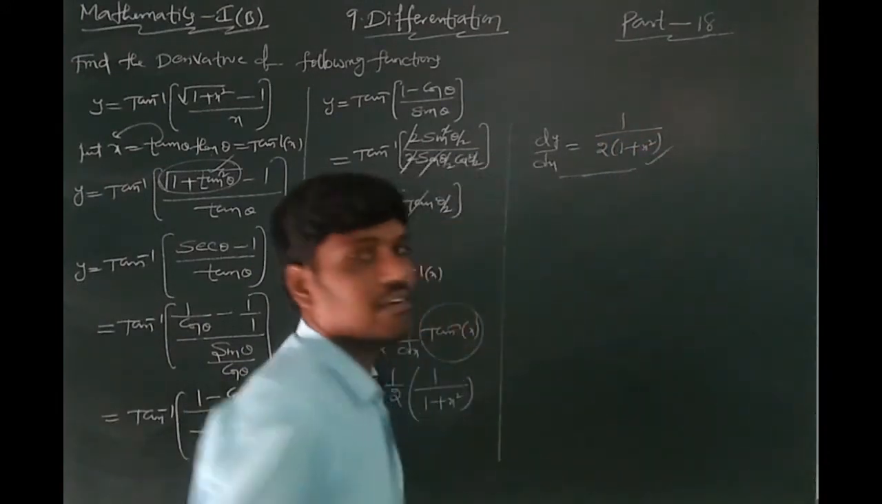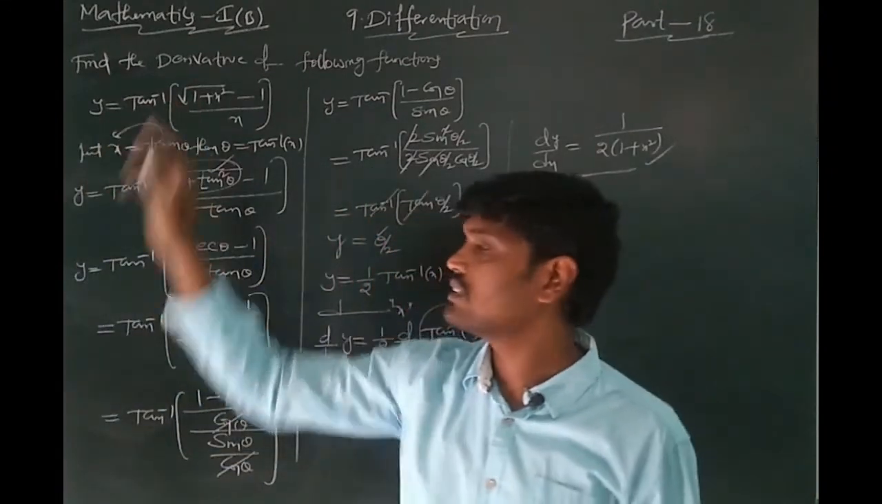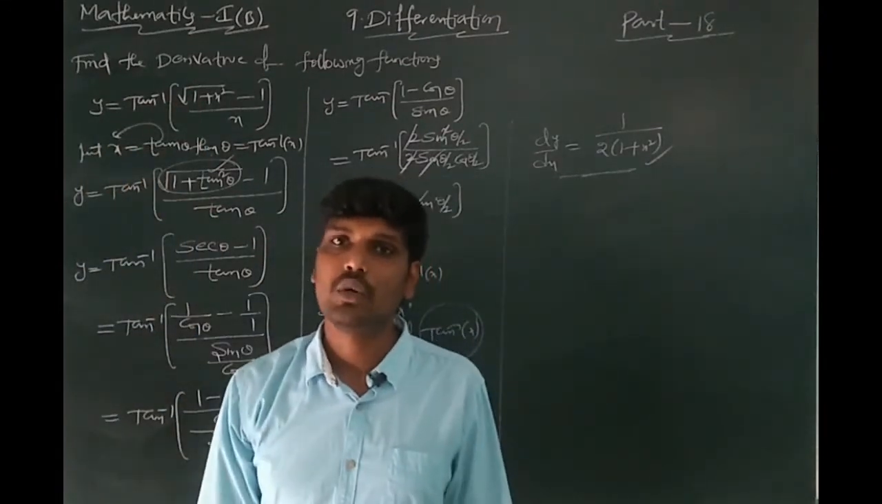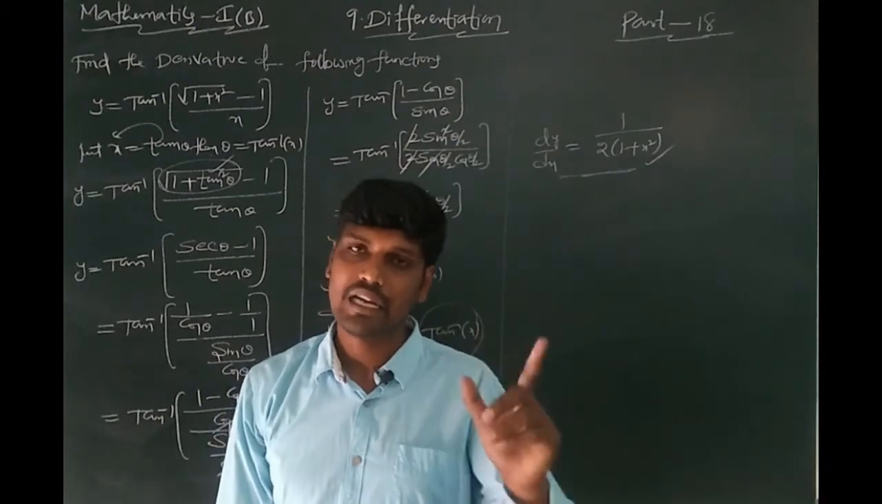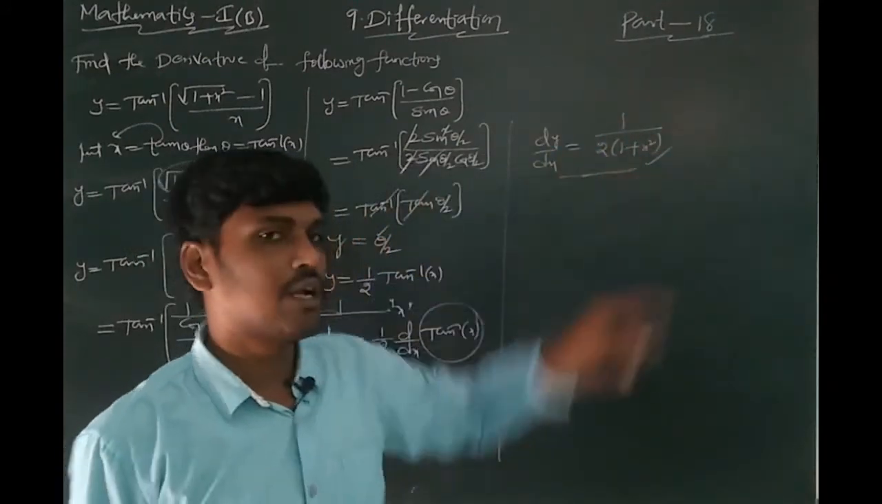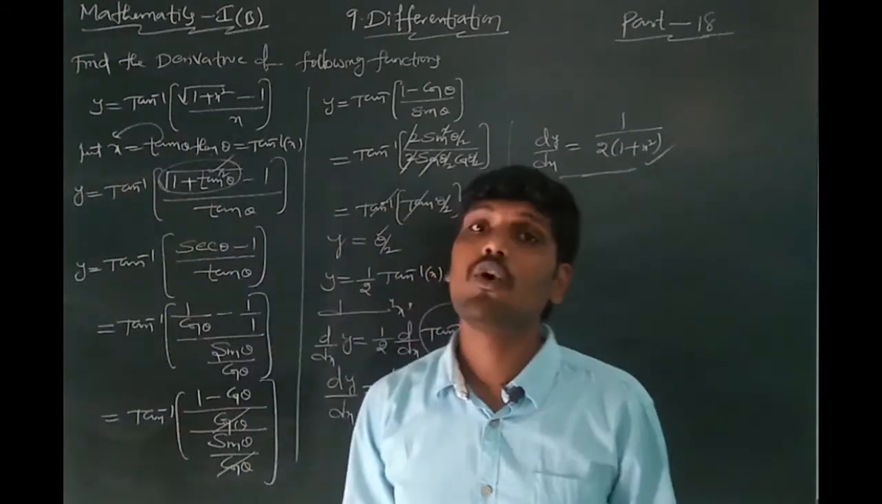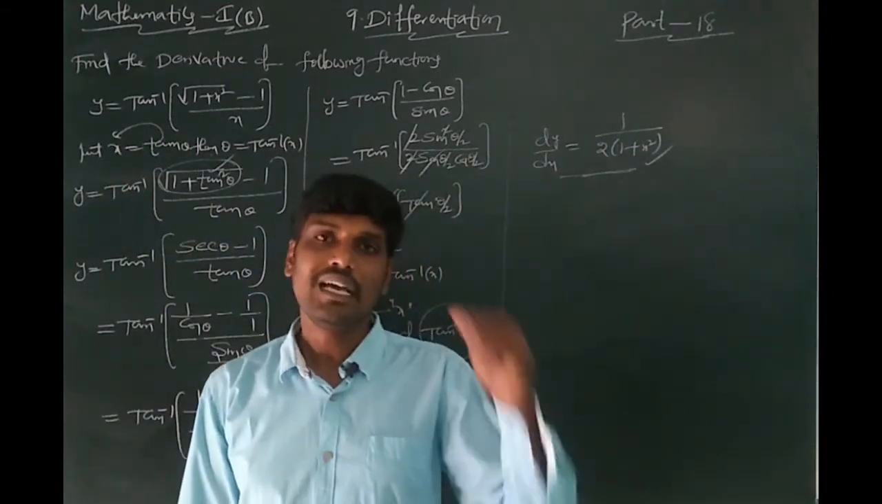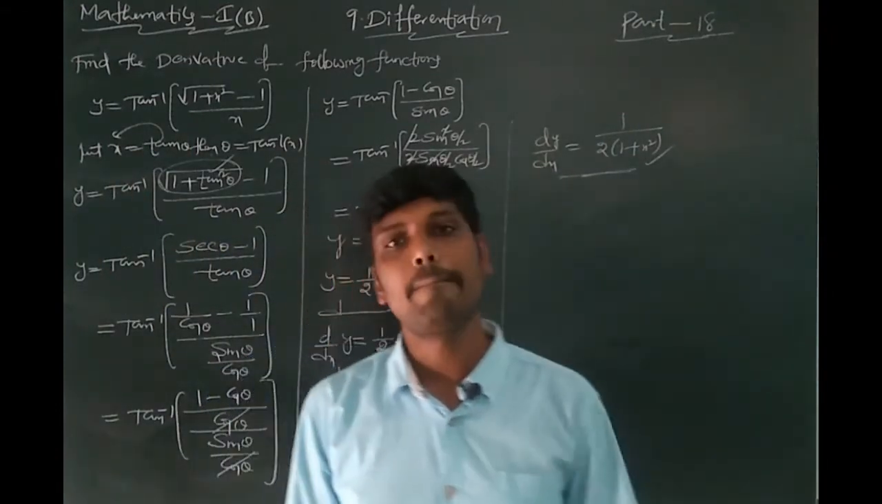This is the derivative of the given function, that is tan inverse of (square root of 1 plus x square minus 1) by x. The derivative is 1 by 2 into (1 plus x square). This is also a 4 marks problem in IB examination. This is also a substitution method problem.